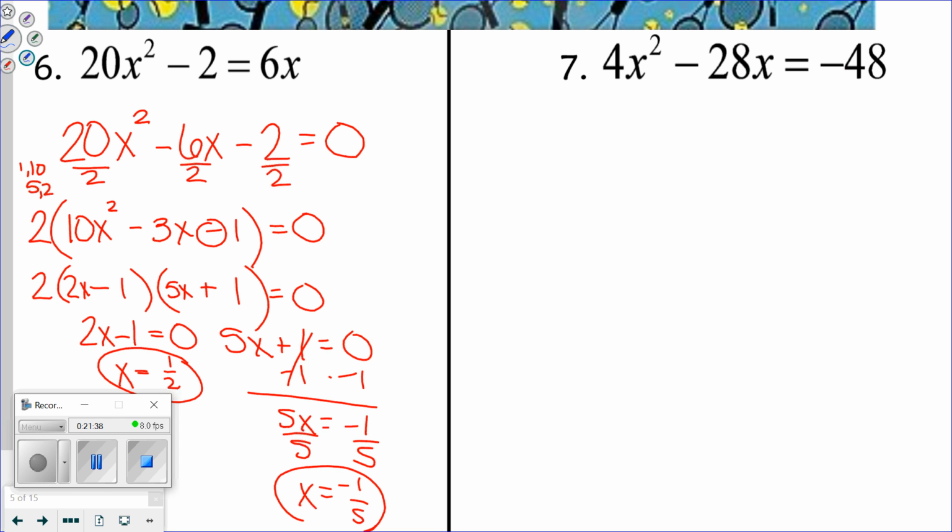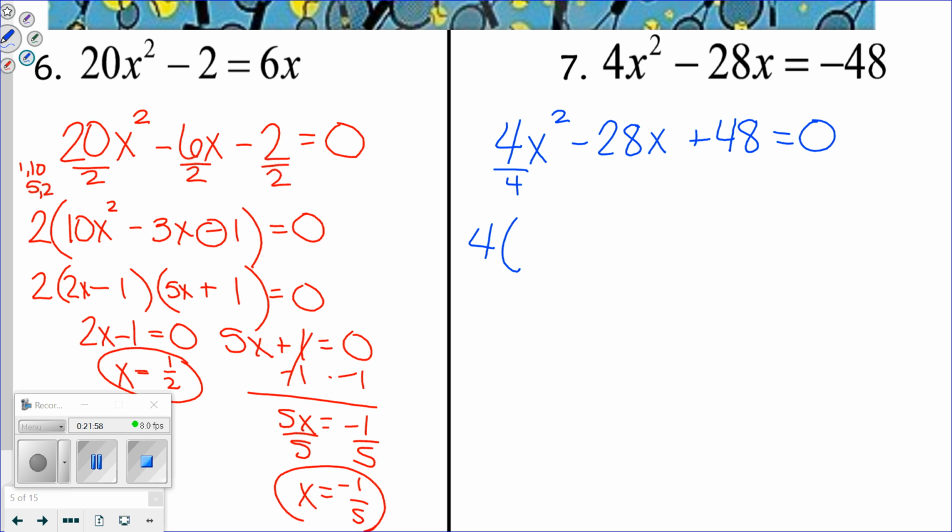All right, so set it equal to 0 first. 4x squared minus 28x. The 48 comes over and becomes a positive 48. I'm happy that everyone remembered to take out a GCF. Oh my gosh, your numbers get so much smaller when you take out that GCF. So take out a 4. We're dividing everything by 4. So we have x squared minus 7x plus 12.